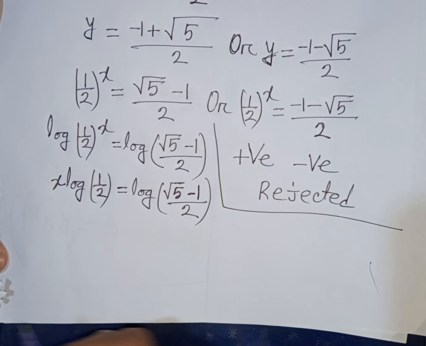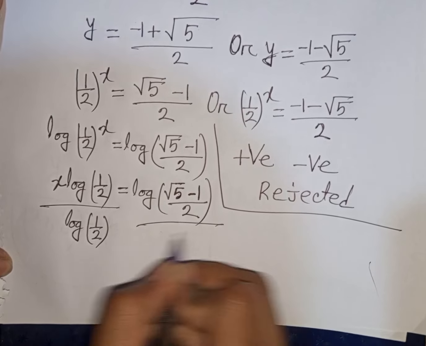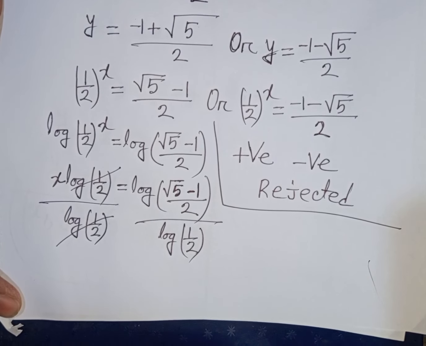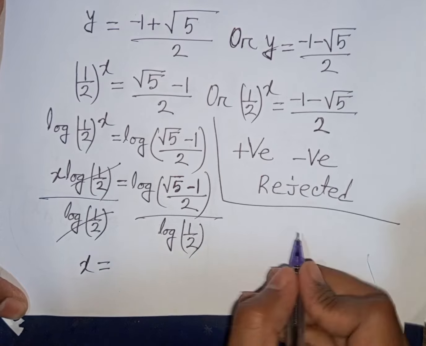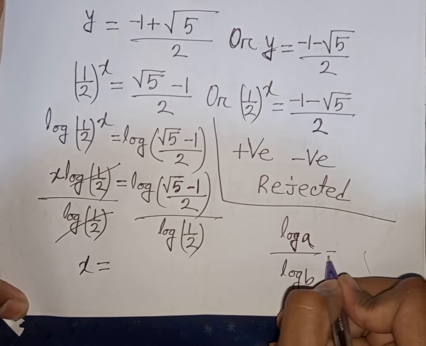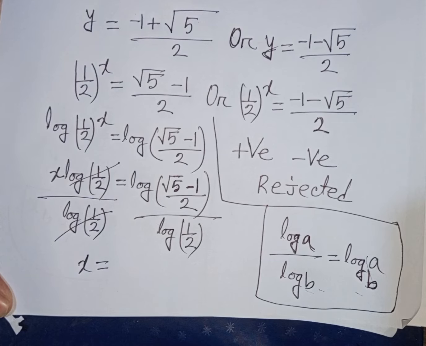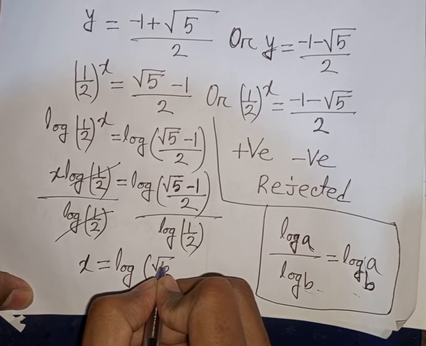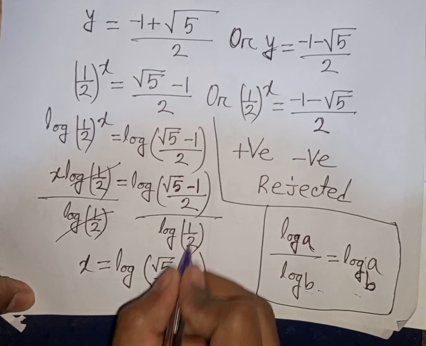Now we need the value of x, so I divide by log of 1 by 2 on both sides. Now we see this log of 1 by 2 will be cancelled. So here x will be equal to this divided by this. That means here we can apply this formula: log a divided by log b is equal to log a base b. So according to this formula, this divided by this will be log of a square root of 5 minus 1 over 2, then base of 1 by 2.